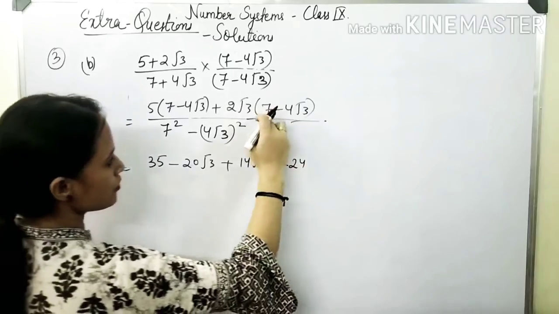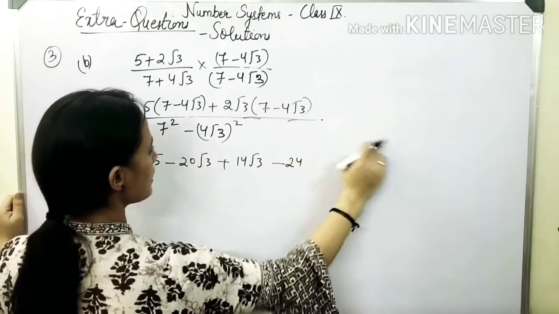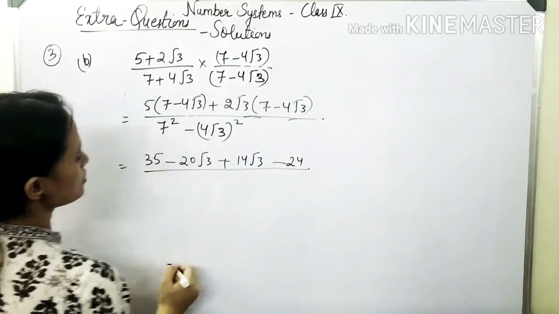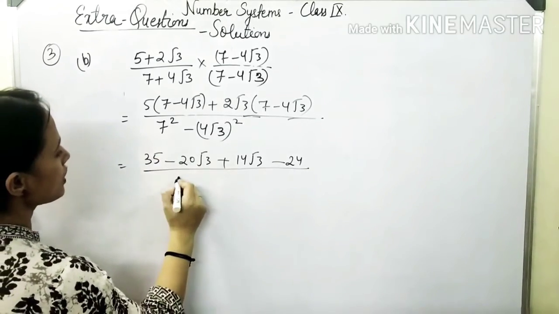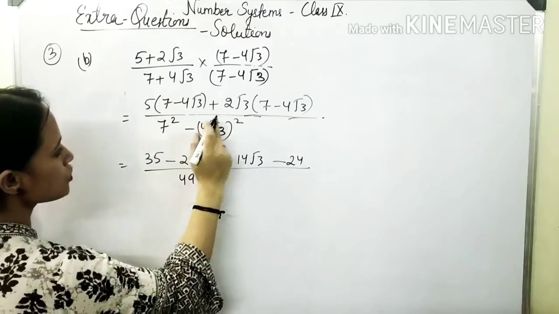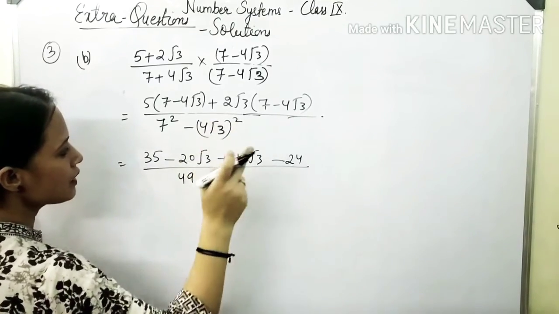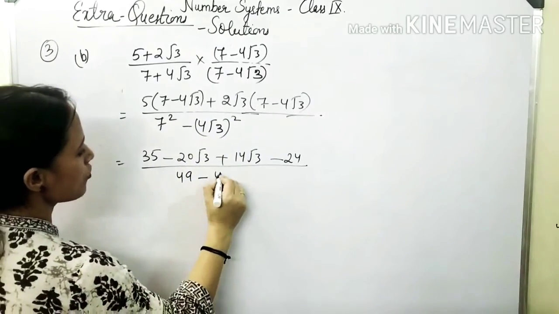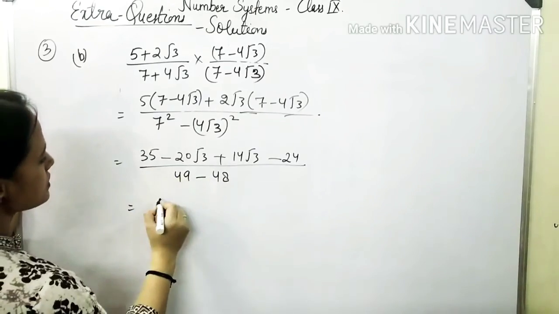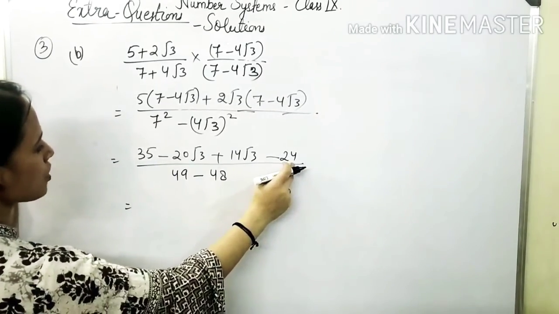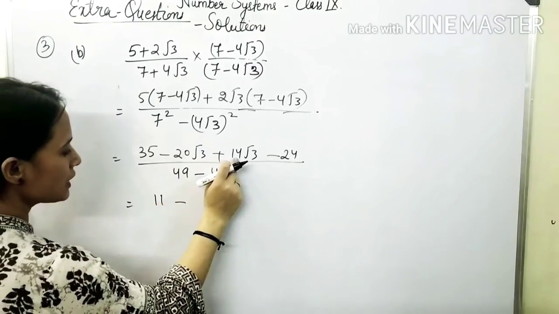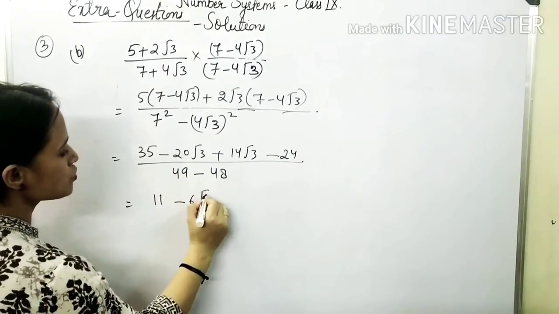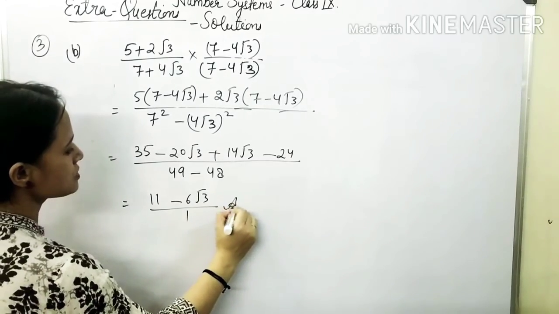And if you have little problem, you can just calculate on the rough work also, rough column. 7 square will give you 49 minus, now 4 square 16 and root 3 square into 3. So 16 3s are 48. So the answer is 35 minus 24 we can solve. So we will get 11. And minus 20 plus 14 will give you minus 6 root 3 whole upon 1. So this is the answer.